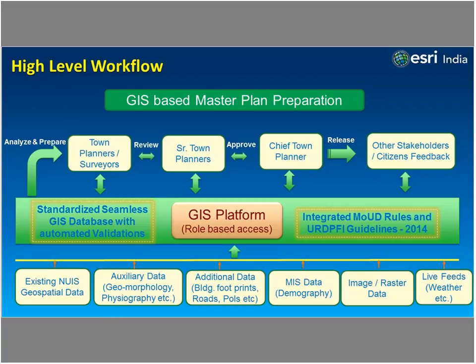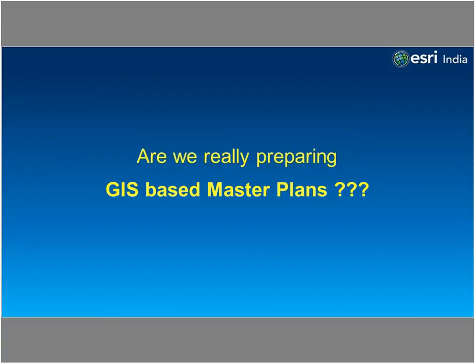And once all these things are done, then the process starts, the complete workflow of master plan preparation, where initially town planners analyze and prepare this data, forward it for review, get necessary approvals, and finally it is released by the chief planners as a draft, a proposed plan, to various stakeholders. So typically this is a complete workflow which has to be followed in a master plan.